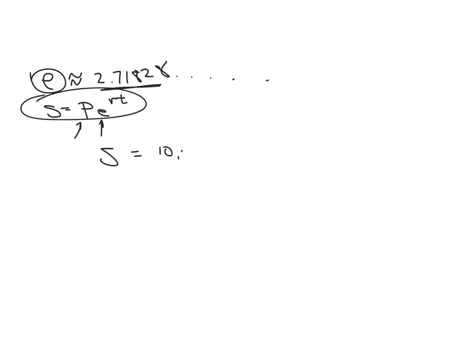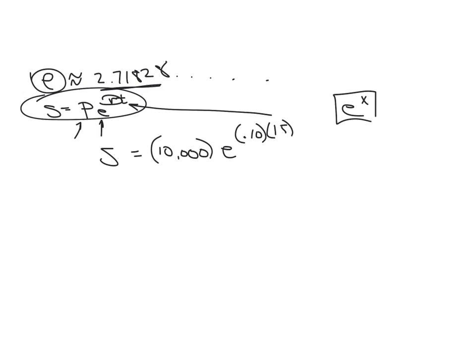So I put $10,000 in. That's my P. My e, I'm just going to leave that because your calculator should have a button that looks like this. So you don't have to put that number, 2.71828. The calculator already does that. And the rate is 10% or 0.1. And the time is 15 years. Okay, and that was taken from that. So, multiply those two.